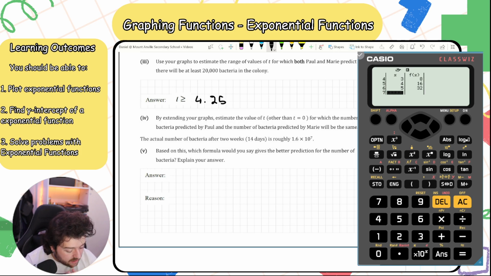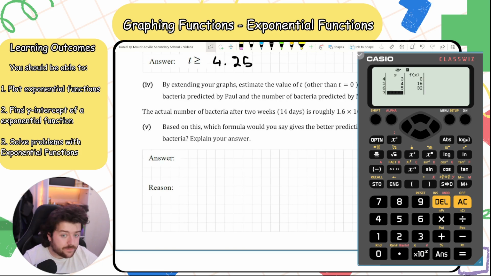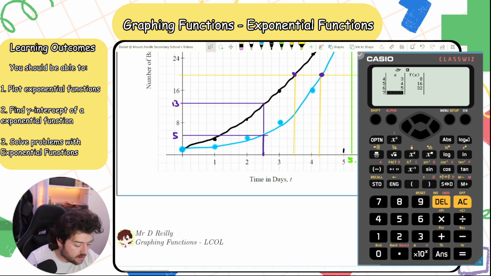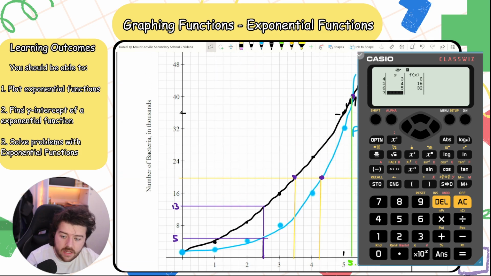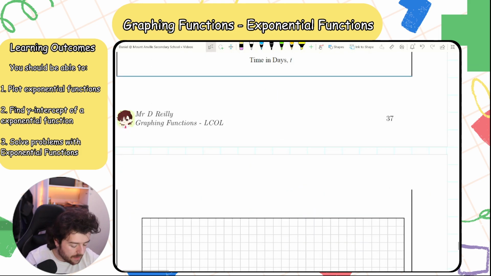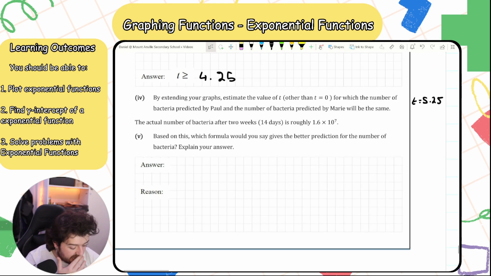Right, the actual bacteria after 2 weeks, 14 days, is 1.6 times 10 to the 7. Based on this, which formula would you say gives a better prediction of the bacteria? Explain your answer. Sorry, did you see any of that, me extending that graph there? You barely saw it, okay. Sorry, when I extended the graph, I saw that they both intersect at this point. My apologies. Right, down here, based on which formula do you think is a better prediction?